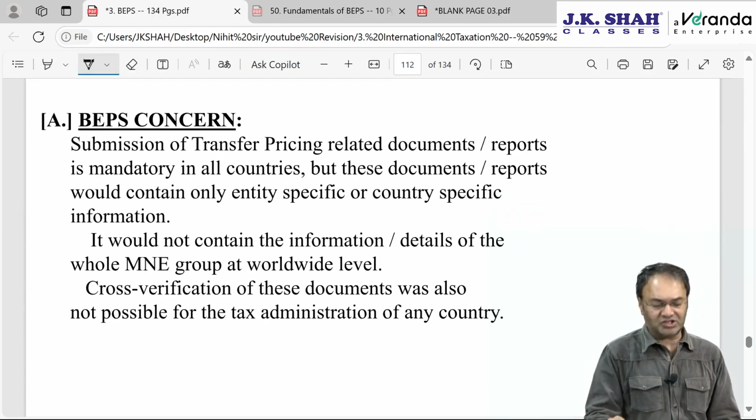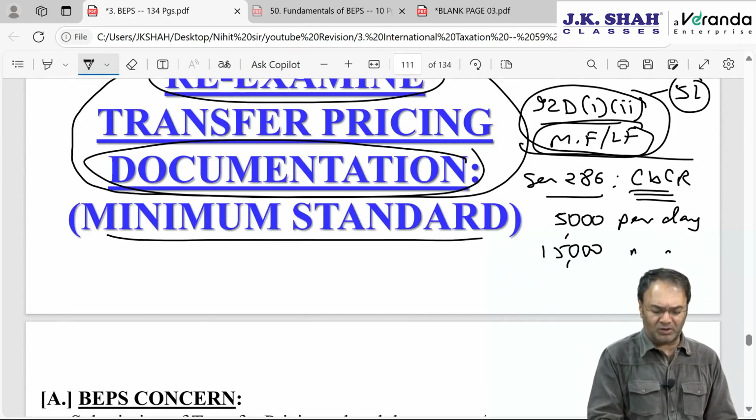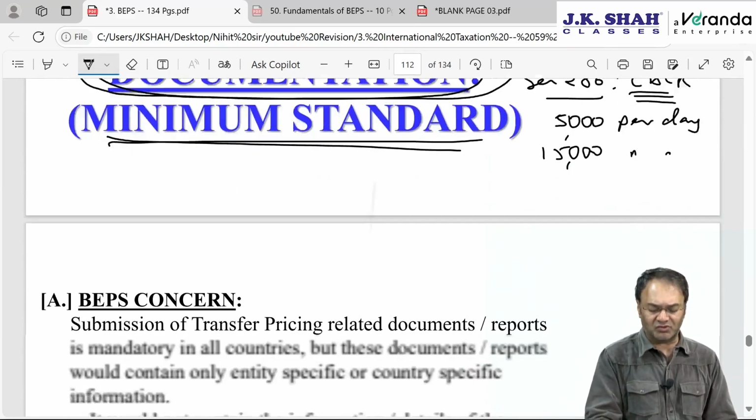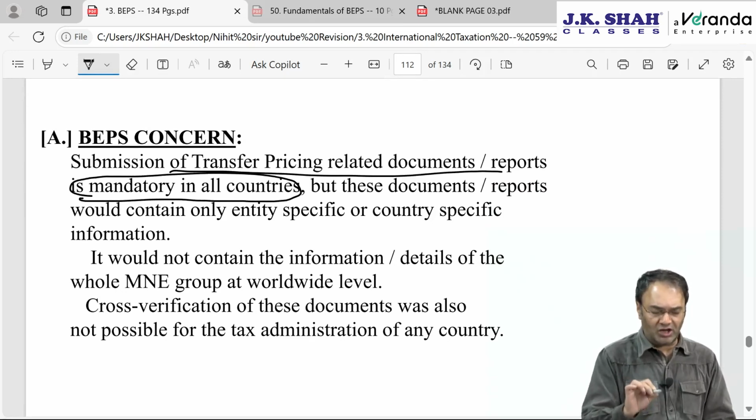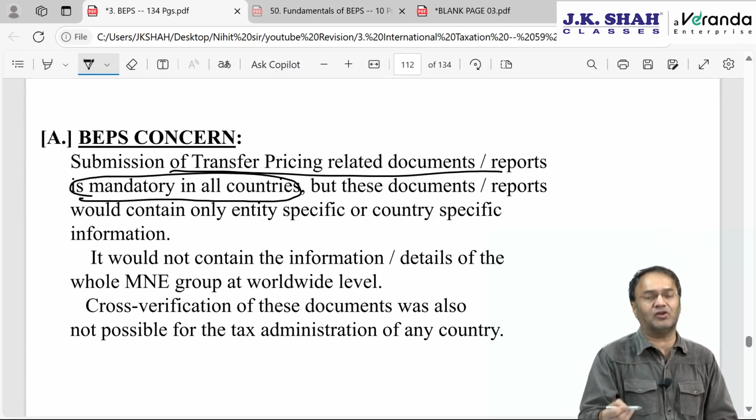Okay, so there is nothing great here. India has already adopted it, but this is the minimum standard. That's why you have to study this. Submission of transfer pricing related documents or reports is mandatory in all countries. It was already mandatory, but OECD required some further documents.